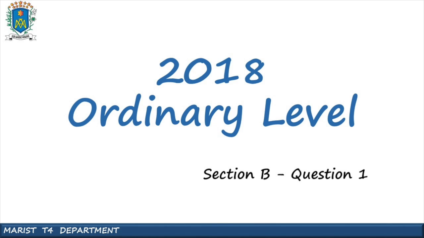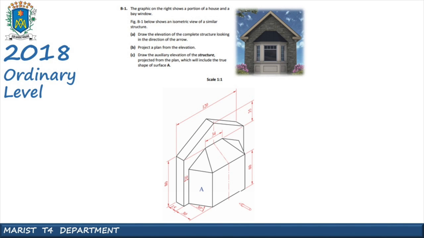Hi all, in this video we're going to look at the 2018 Ordinary Level Section B Question 1. This is an orthographic and auxiliary elevation question. This is a standard question that comes up pretty much every year at Ordinary Level. So let's get started.